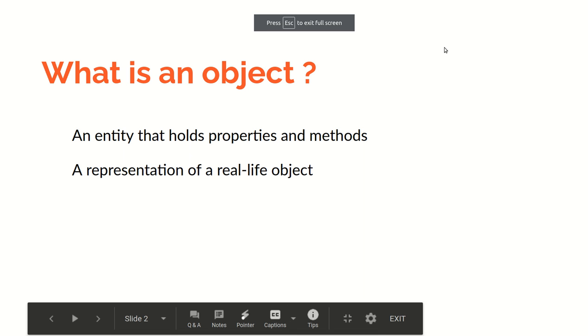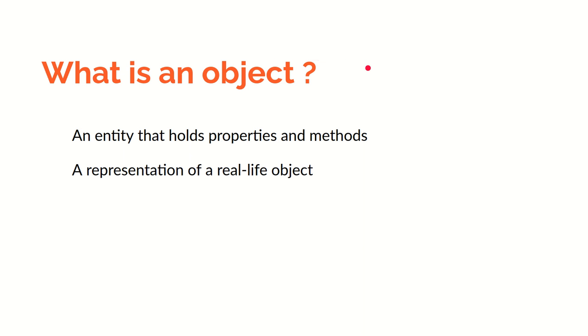First of all, let's look at the definition of what an object is. What is an object? We can say that an object is an entity that holds properties and methods. It's something that is itself an entity, and it's like a world. An object is like a world inside, and inside this world you have things like functions and properties.